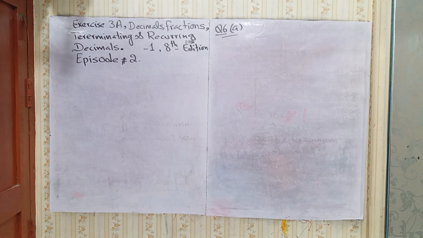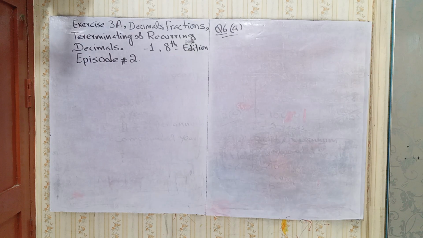Good evening, everybody. My name is Ferhan, and the subject we are studying today is Cambridge O-Levels Mathematics Syllabus D. The code of the subject is D Maths 4024. We are working on a concept which is decimals, fractions, terminating, and recurring decimals.